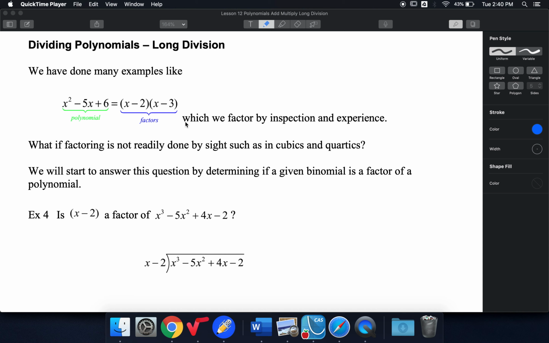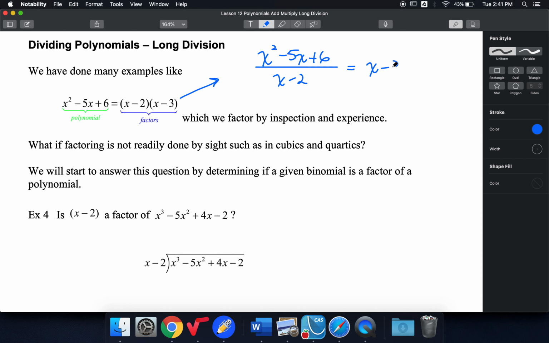All right, now we're going to look at dividing polynomials. In one way, you've almost been doing this already. We've started with polynomials and we've factored them. So if I think about rearranging this scenario, it implies that x squared minus 5x plus 6 divided by x minus 2 is equal to x minus 3, because if this times this multiplied makes this, well, I can do the reverse.